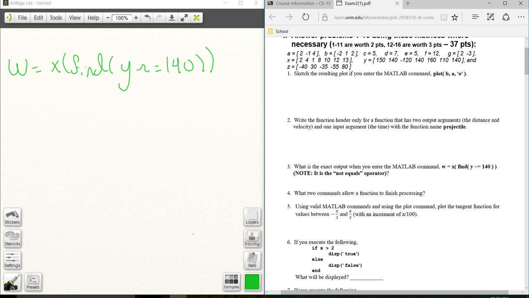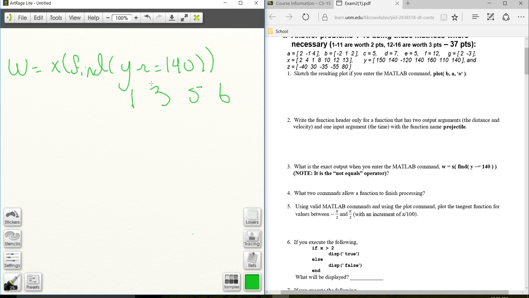So on question number 3, what is the exact output when you enter the MATLAB command w is equal to x(find(y ~= 140))? So we find where y doesn't equal 140 and we write those numbers down. Y doesn't equal 140 at position 1, at position 3, at position 5, at position 6. And over here you see position 1, position 3, position 5, and position 6.